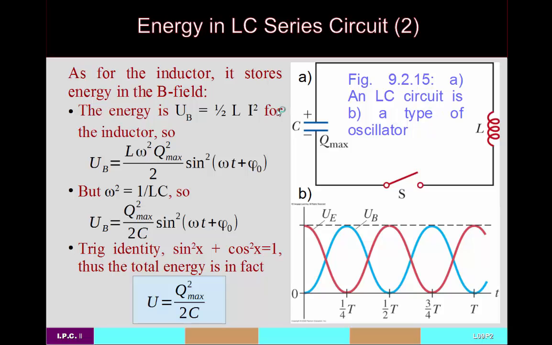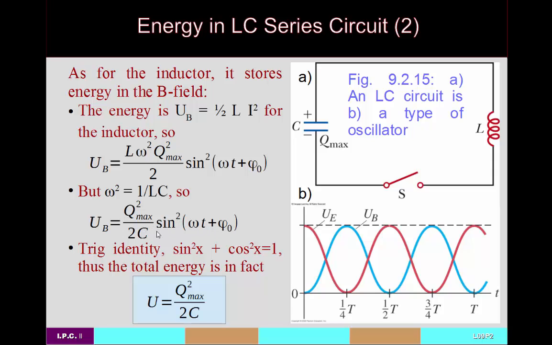So for the inductor, the energy is 1/2 of the inductance times the current squared. That ends up looking something like this by the time all is said and done. And remember, omega squared is 1 over LC. So we could substitute 1 over LC for omega squared. That would cancel the L's from top and bottom and you'd have a C left on the bottom. So that gives you Q squared max over 2C times sine squared of omega t plus phi naught.